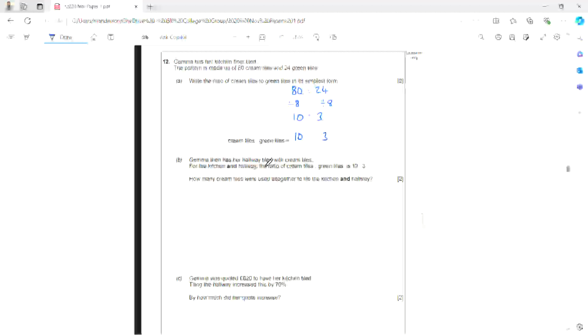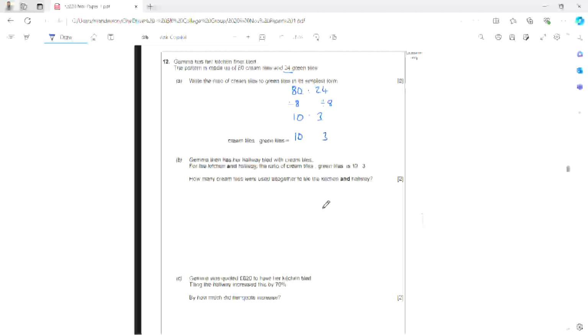Gemma then has her hallway tiled with cream tiles. So we're going to add some more cream tiles, but the number of green tiles is going to stay at 24. For the kitchen and the hallway, the ratio of cream tiles to green tiles is 19 to 3. How many cream tiles were used altogether for the kitchen and the hallway?